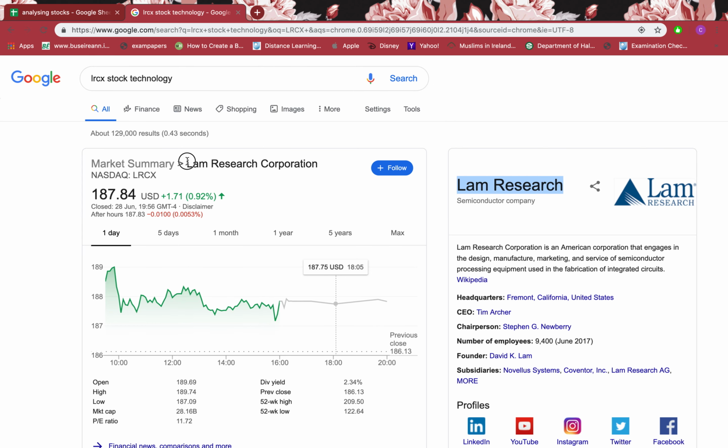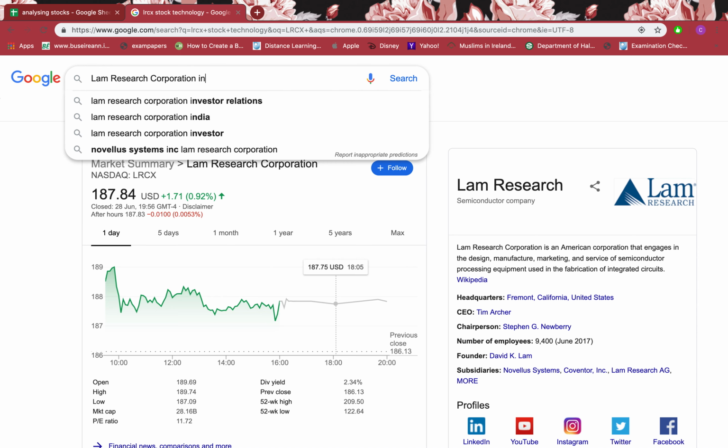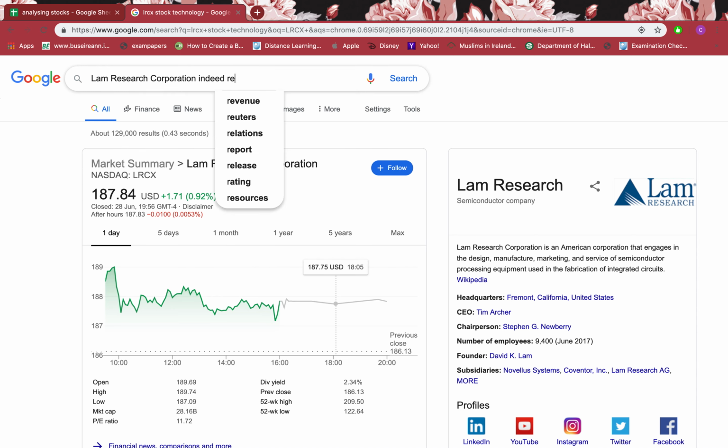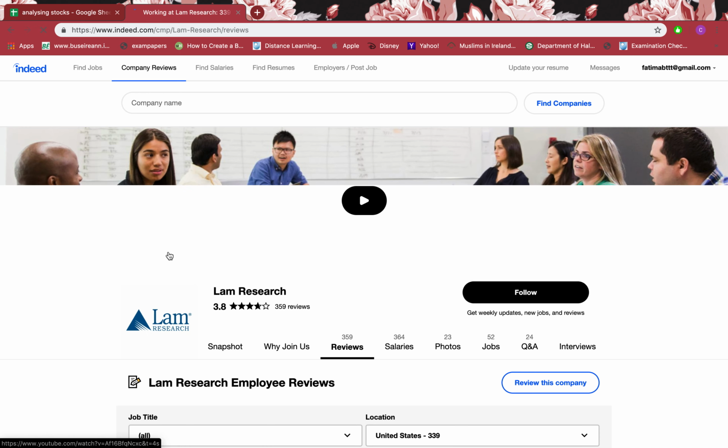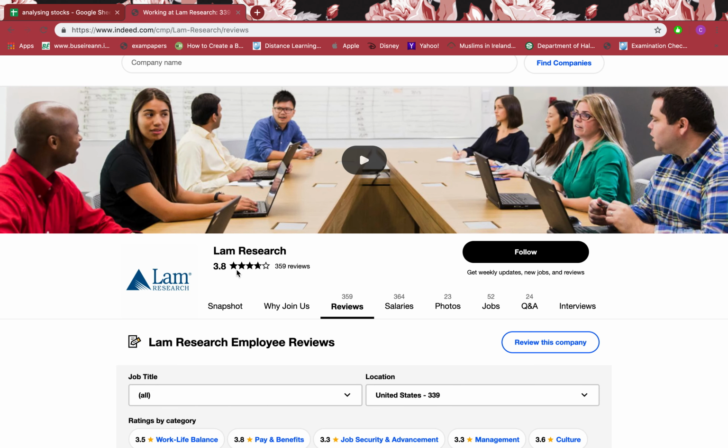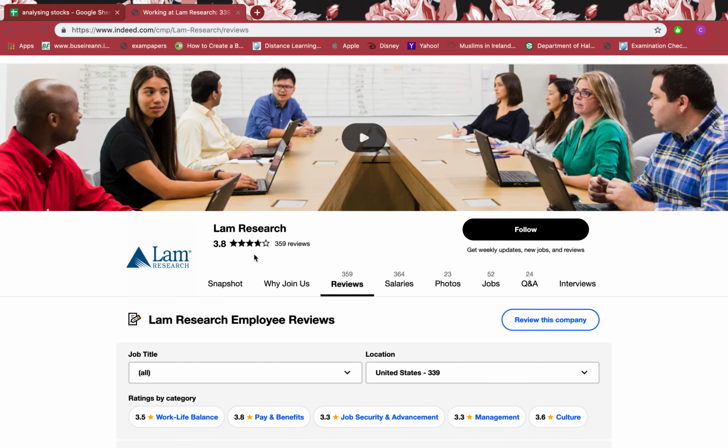So I'll just copy this part, the whole of it, and paste it here in Google. I'll type in Indeed, and I'll type in review. If I click the first one, I can see a 3.8 review, 3.8 star, which is very good, which means that it's doing very well. It's 3.8, nearly 4 star.